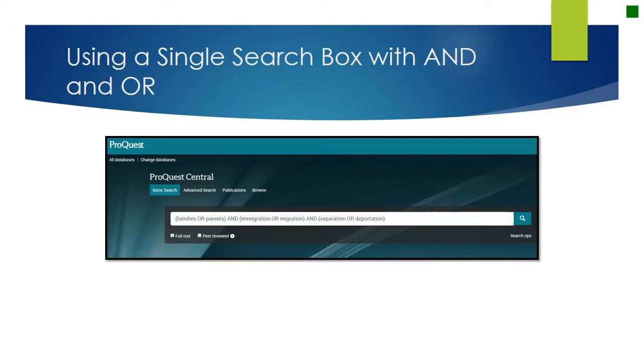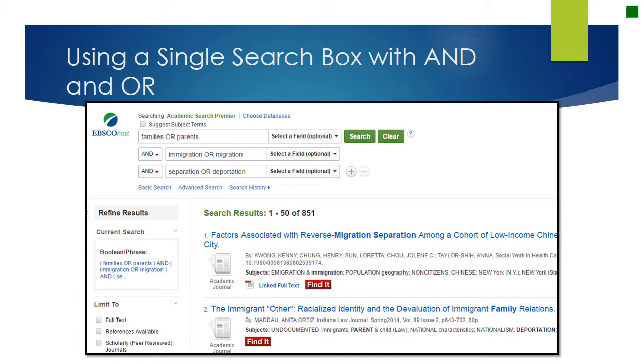Here is what a complex search using both AND and OR would look like in a single search box in ProQuest Central. You may find it easier to use the advanced search screen where you can use multiple boxes. Often, when you use the advanced search screen and you run your search, the information in the boxes will be transformed into a single search phrase like this anyway. So here's what that looks like in EBSCO's Academic Search Premier.